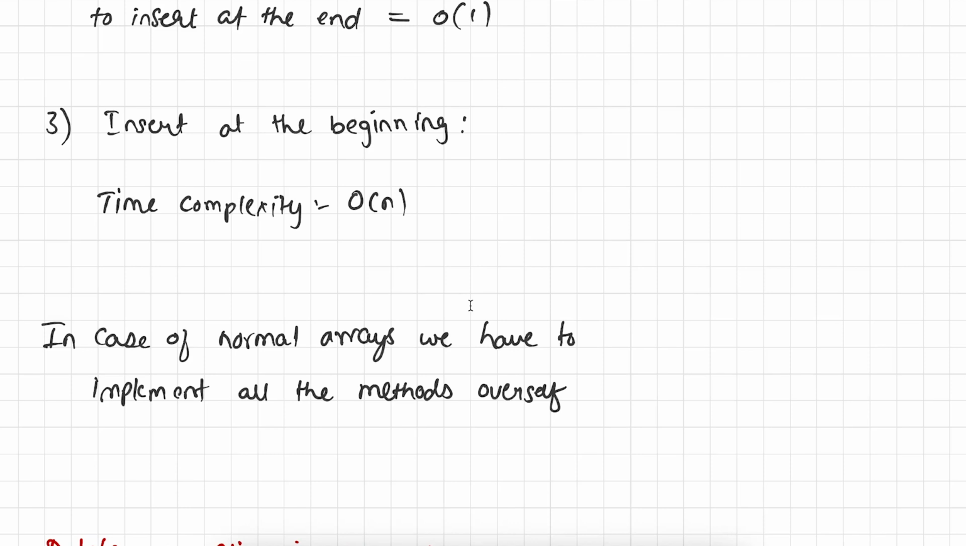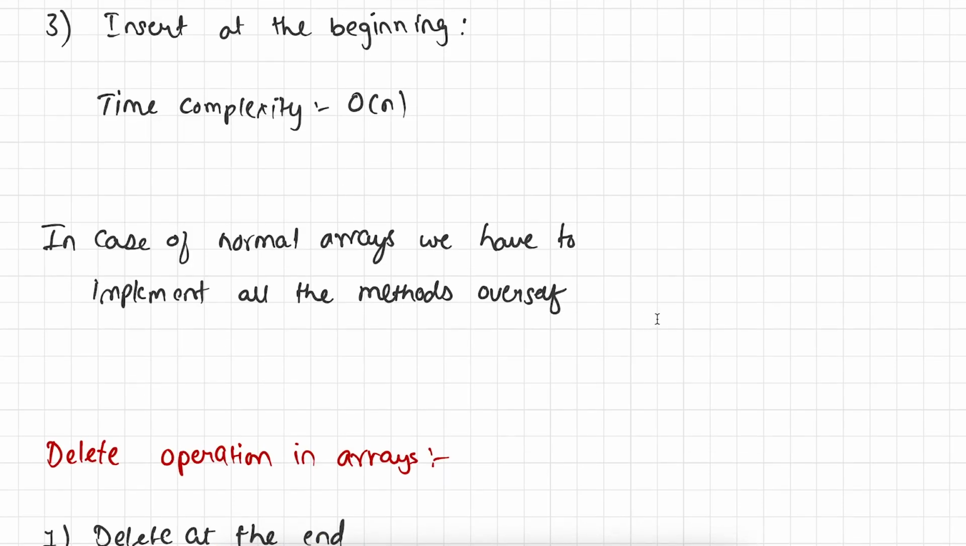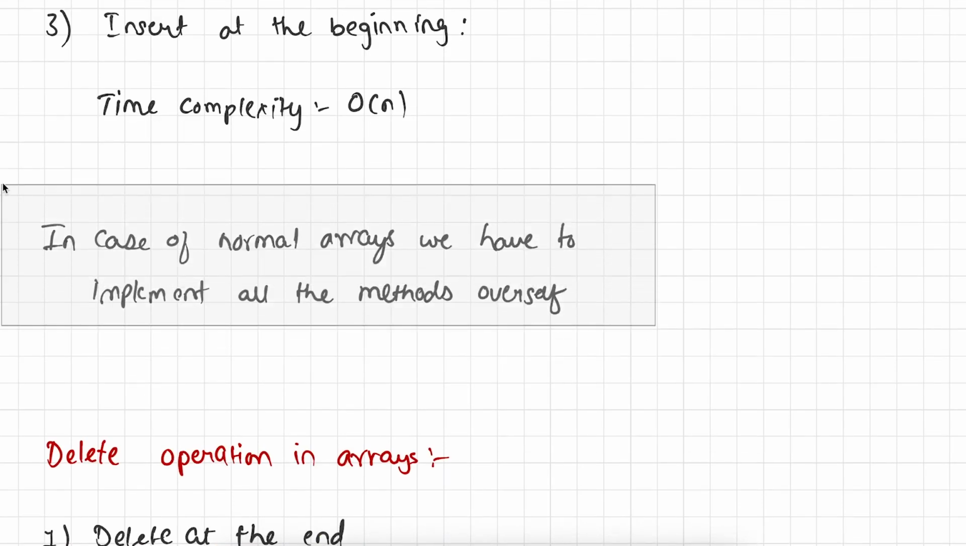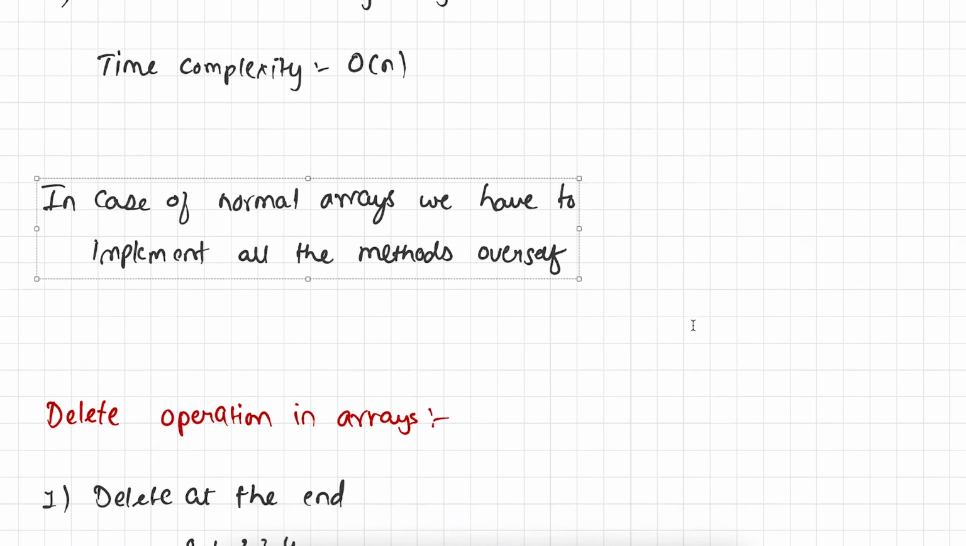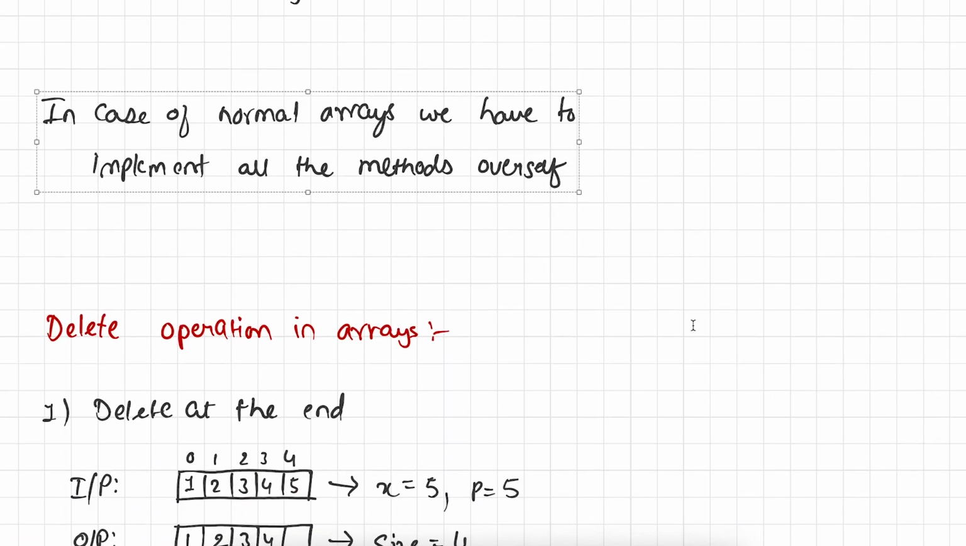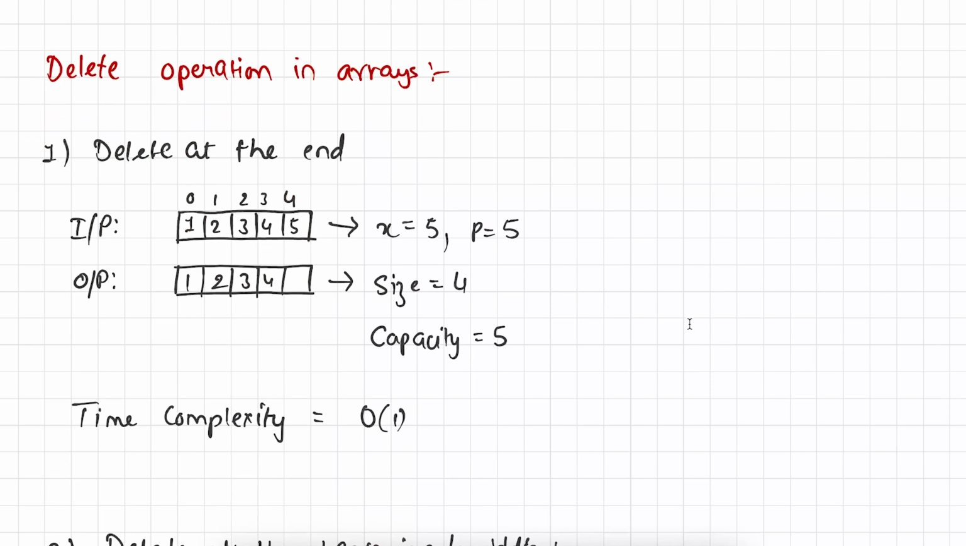Now what about if we want to insert an element at the beginning? It's simple. If you want to add any element at the beginning, we have to shift all the elements in the array towards right. So the time complexity is going to be big O of n, and it is a linear order of growth. In case of normal arrays, we have to implement all the methods by ourselves. But if we use ArrayList, then we get all the functions and methods by default to perform such operations. So this is all about search and insert operations.